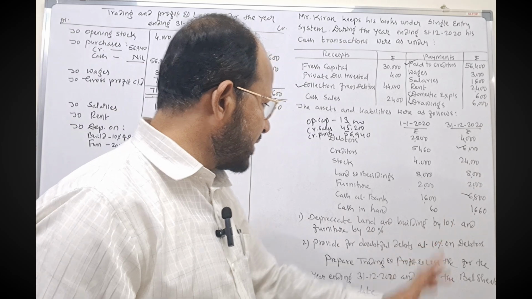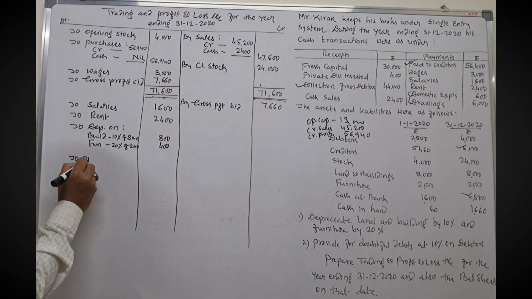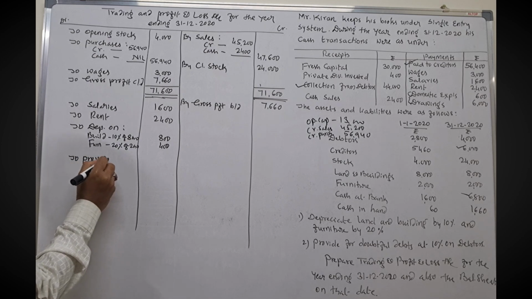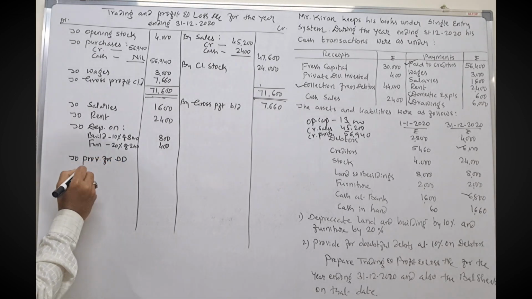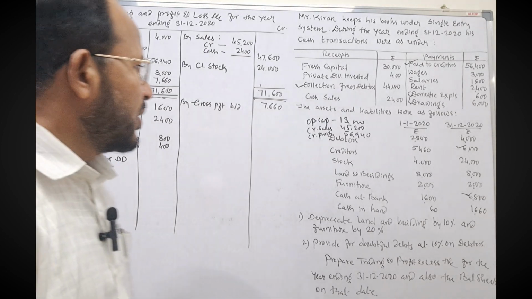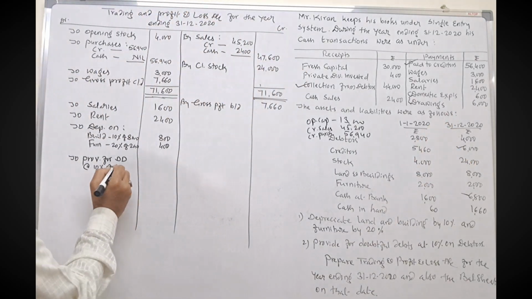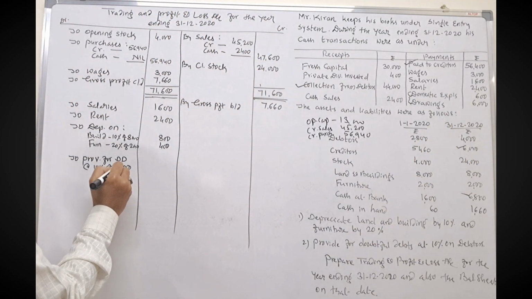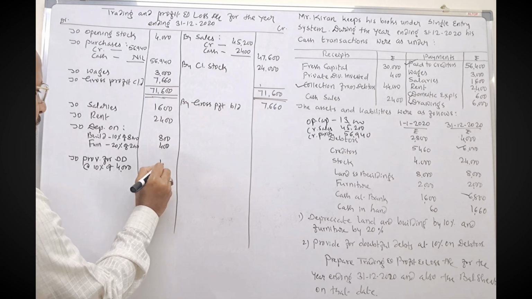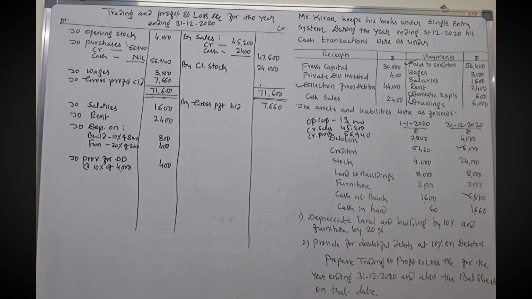What else? Provide for doubtful debts, 10% on debtors. I told you this is to be debited. Provision for doubtful debts, how much? At 10% of what? Closing debtors. What is the amount of closing debtors? 4,000 is there. That is why 10% of 4,000 comes to rupees how much? Again here 400 we get. What else? Nothing. Now we have to close the account.